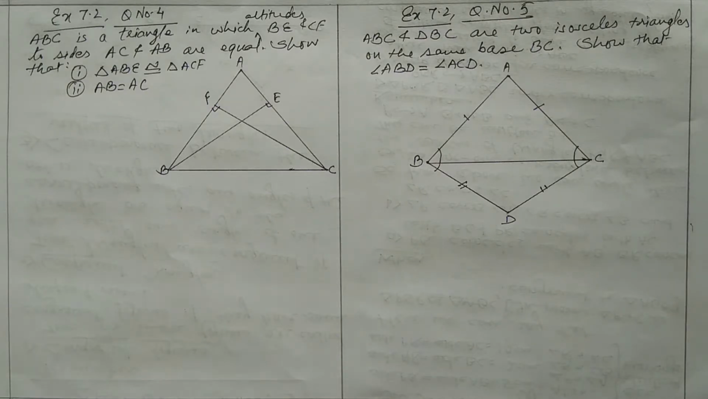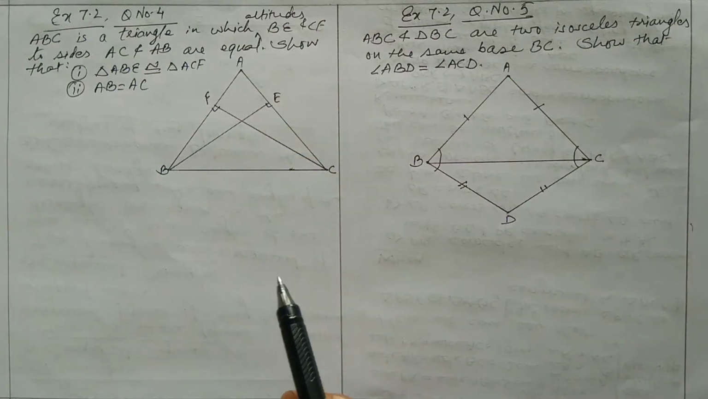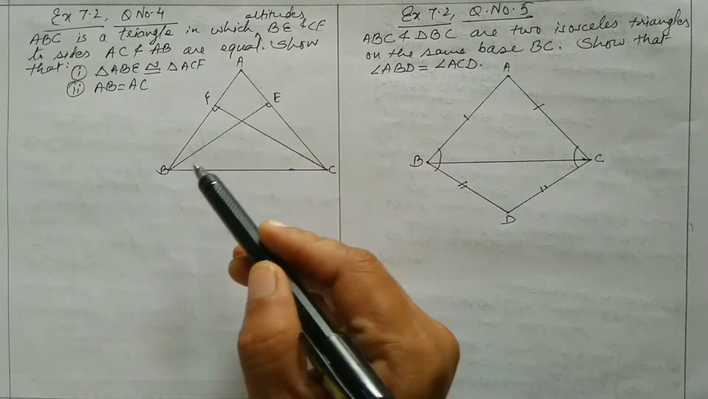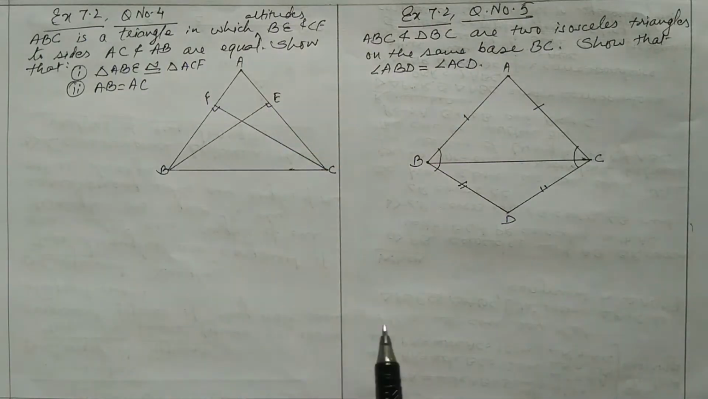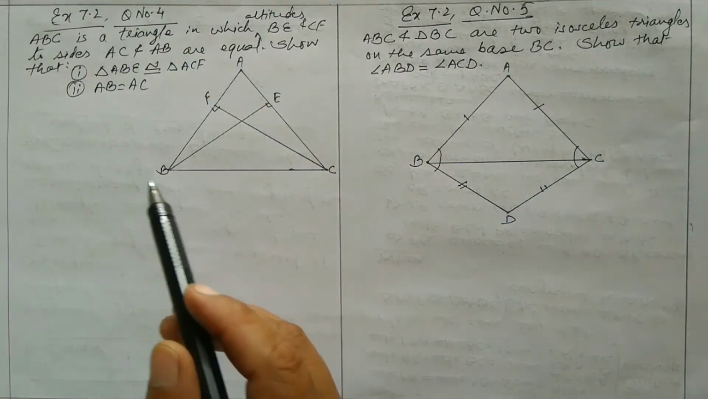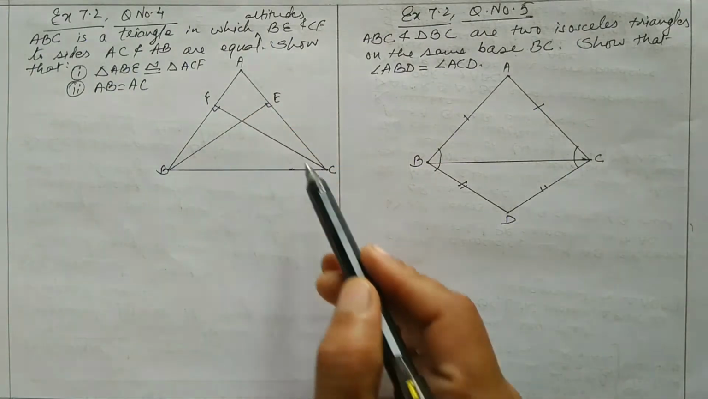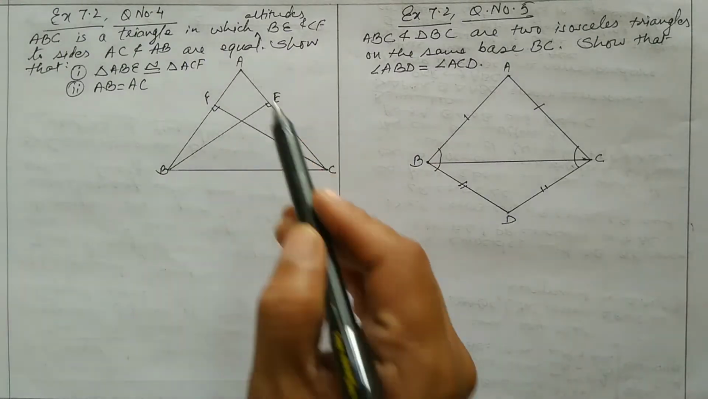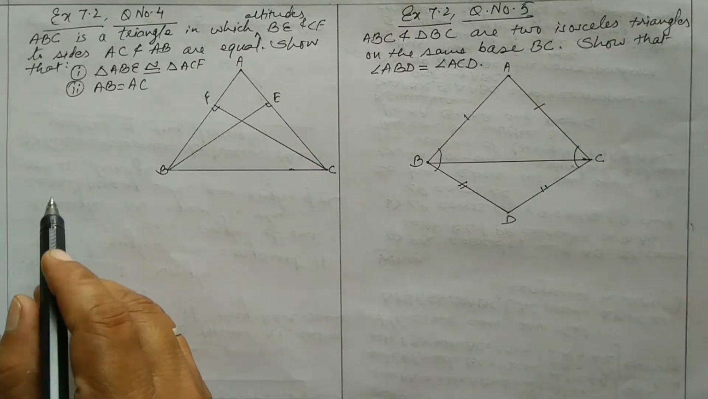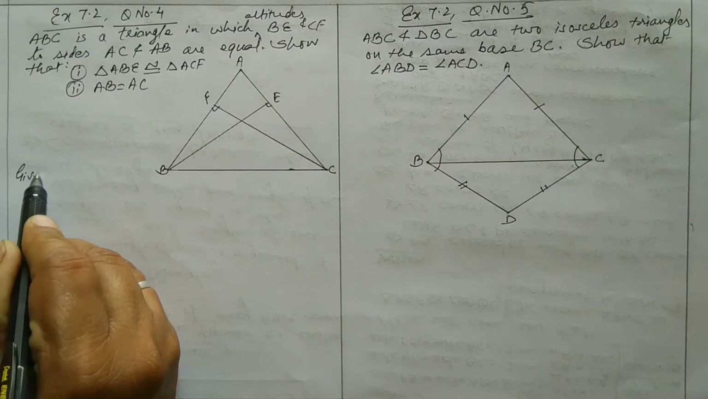What is given? Triangle ABC is a triangle in which altitudes BE and CF to sides AC and AB are equal. You have to show that triangle ABE is congruent to ACF and AB is equal to AC. These things you have to show. I'll write down here given. What are the given things?